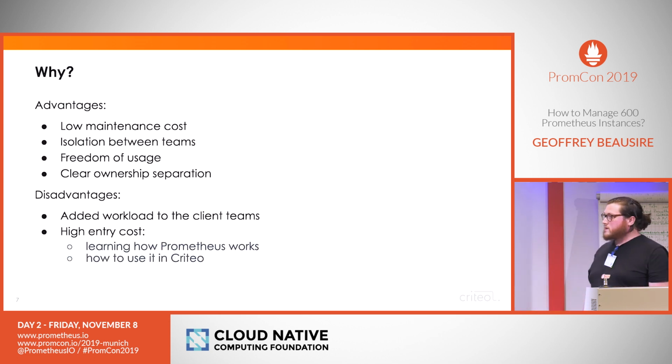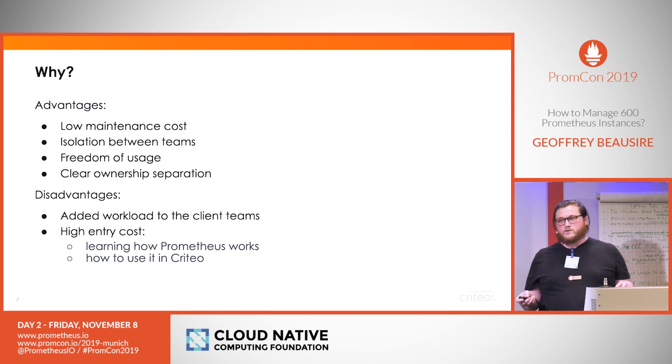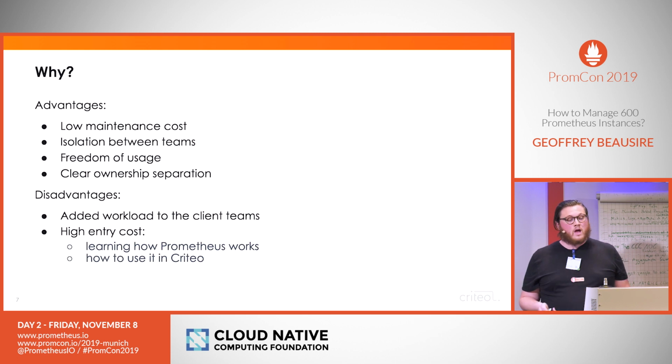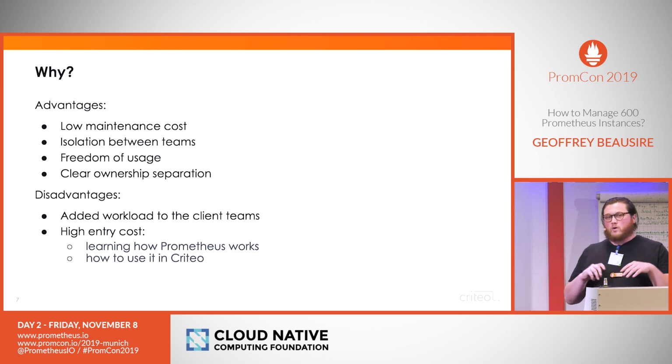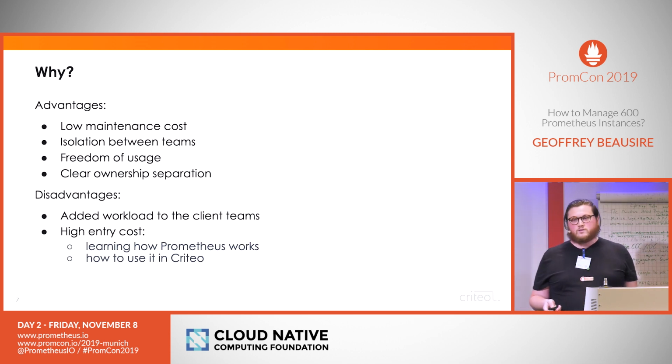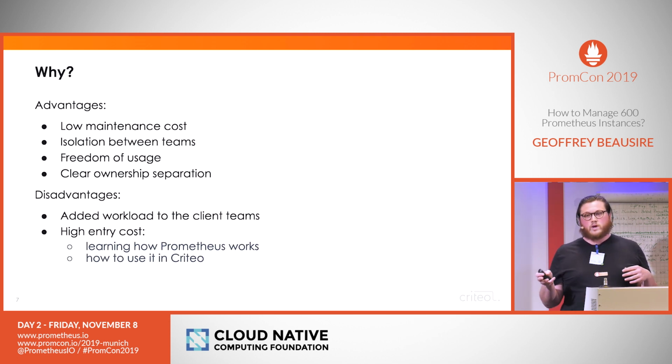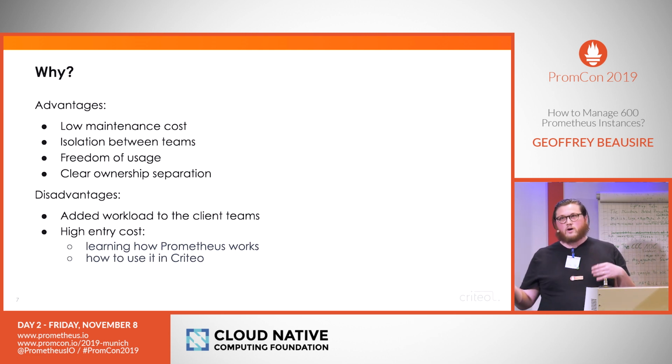So why do we do that? It's a low maintenance cost for the Observability team. It provides an isolation between teams because you don't want somebody that messed up with rules or targets to impact the alerting of another team. The freedom of usage, so all the users can use all the capabilities of Prometheus, and often they do. And there is a clean ownership separation, so that Observability will never answer for an alert from another team, and it's valid for all the teams.